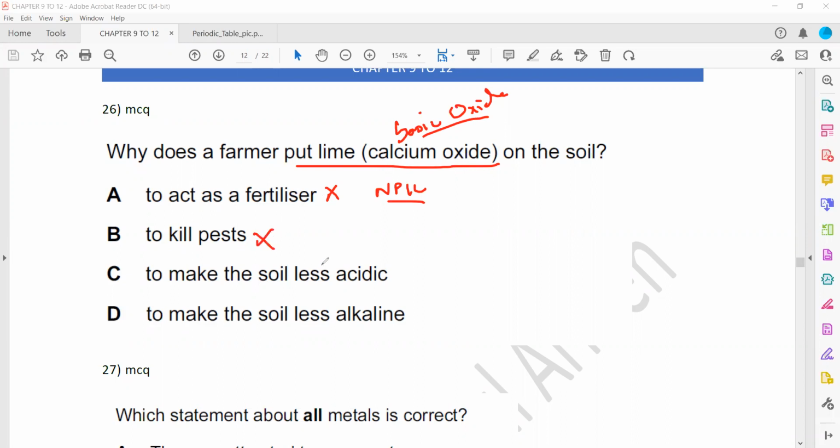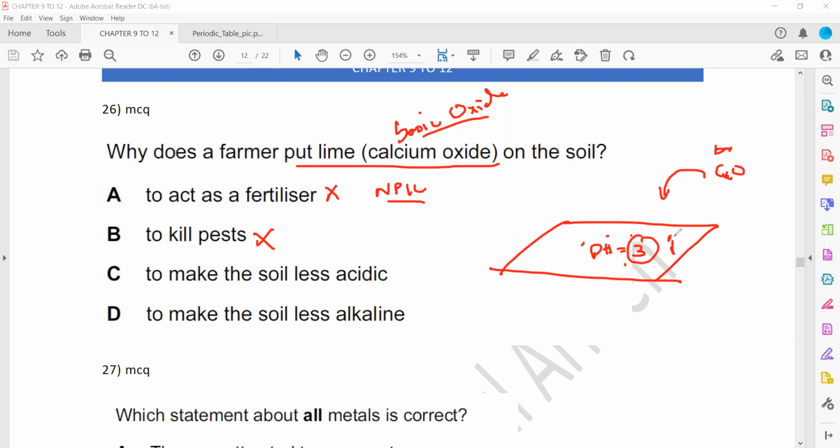So it's C. It makes the soil less acidic, because when we add a basic oxide, the soil, for example due to continuous growing of crops, might have a pH of 3. When we add calcium oxide, a metal oxide, which is a basic oxide, it will neutralize the acid. As a result, the pH will increase. Maybe it becomes 5, 6. So it will become less acidic. So C is the right answer.